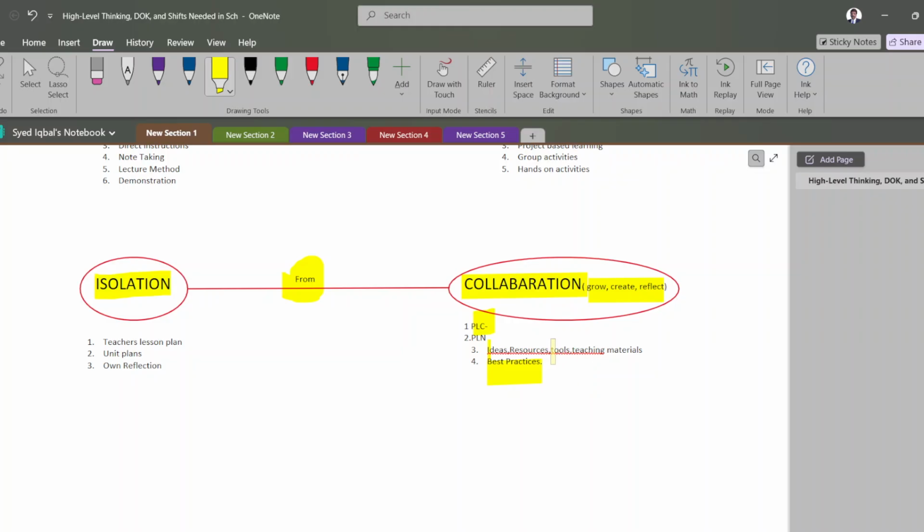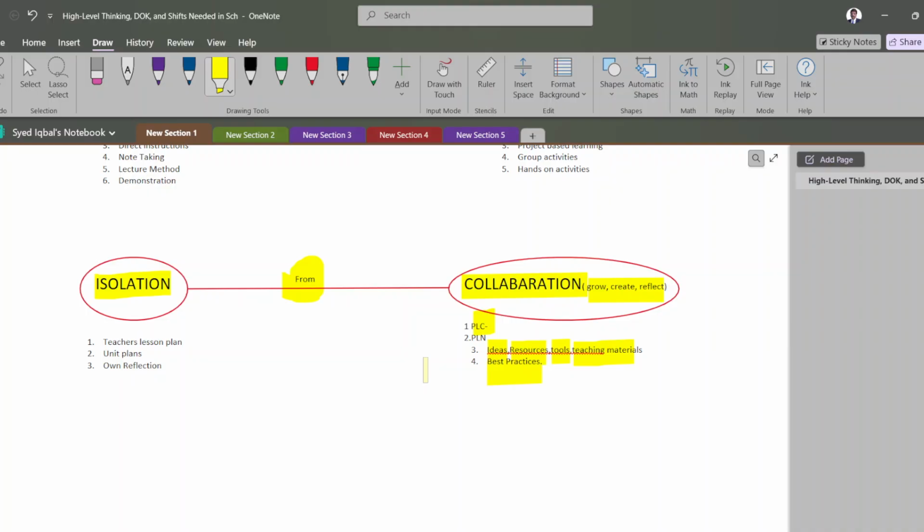You may be using a tool which will be helpful for you. You will get teaching materials, and you may get some different ideas, a different way to approach the same concept. So many resources we can get if you are a member of a PLC or PLN, or any other professional learning community. So we all have to do collaboration.